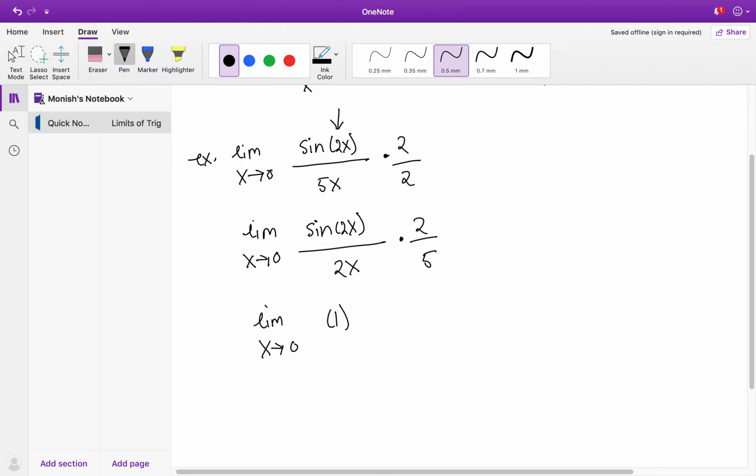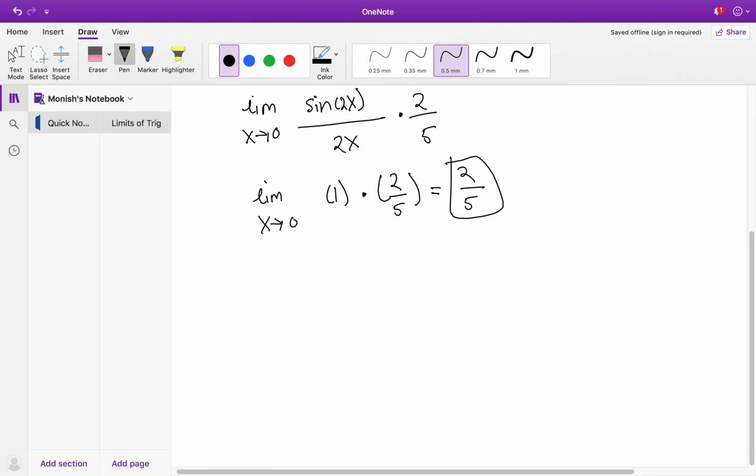And we're going to have 2 over 5. And so our final answer is just going to be 2 over 5. So it's pretty simple. You're going to want to multiply both the numerator and denominator by the value that's inside this sine, so that you can apply the rule.